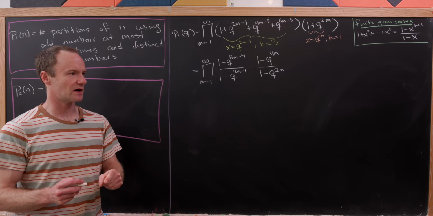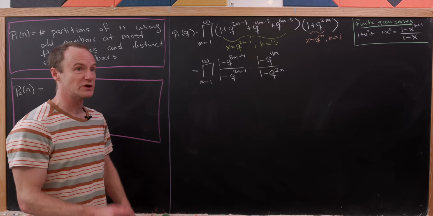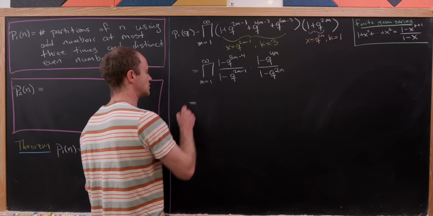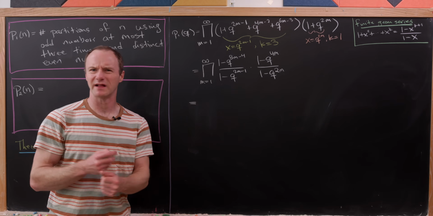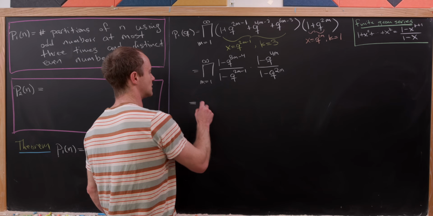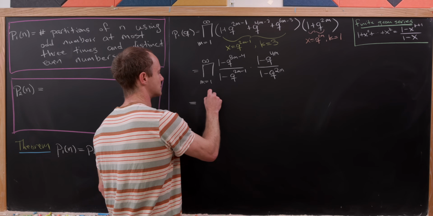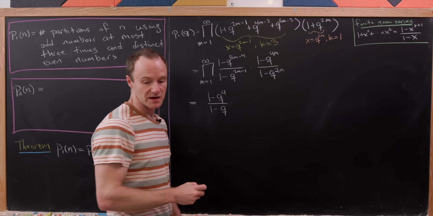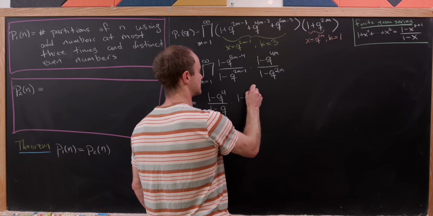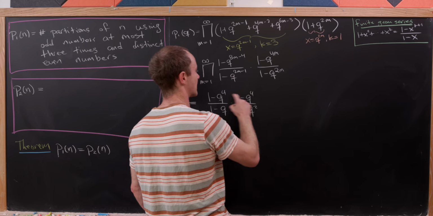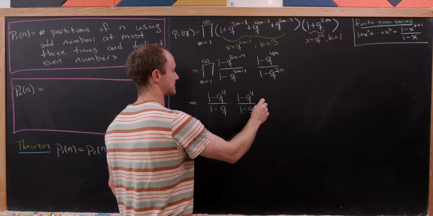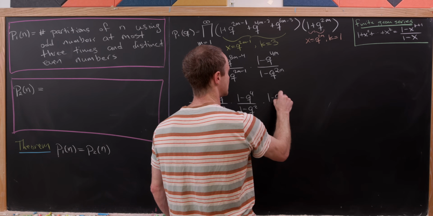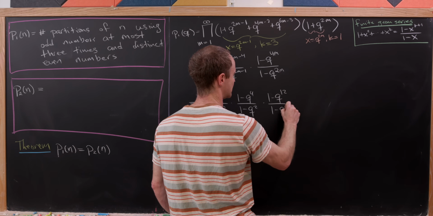Now, instead of making a verbal argument of which ones we want to cancel and which ones we don't, I'll write out a bunch of terms like this, and I think we'll intuitively know what to do. So this first term will be 1 minus q to the 4th over 1 minus q. The second term is 1 minus q to the 4th over 1 minus q squared. So that's from the m equals 1 case. Now from the m equals 2 case, we get 1 minus q to the 12 over 1 minus q cubed.